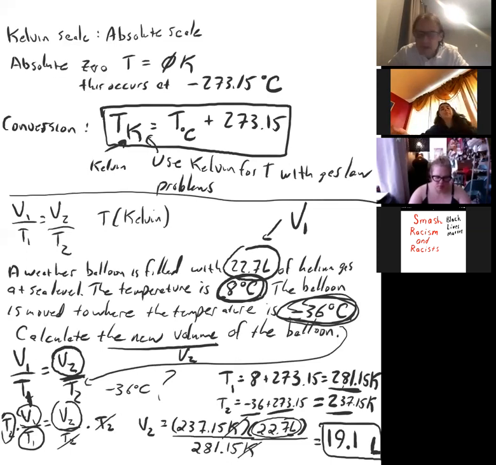It didn't change that much if you think about it. It went from 22.7 down to 19.1. That's not a huge change, even though the temperature changed quite a bit. That's a common misconception, that if you cool a gas, it compresses a lot. You really have to cool a gas a lot to make it change its volume a lot. The reason is that in terms of Kelvin, that's not that big of a change. It went from about 280 down to 240. So to really get a gas small, you have to go really, really down. There you go. Any questions on Charles's law?